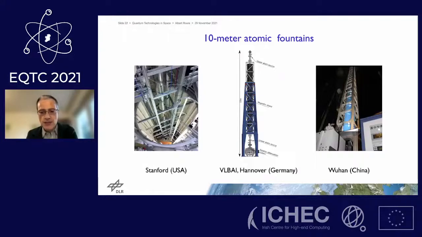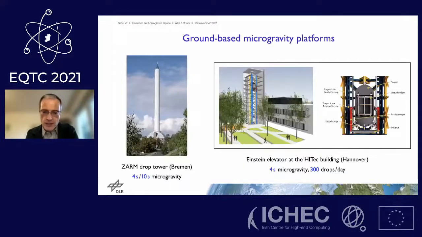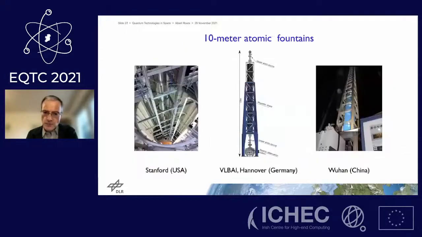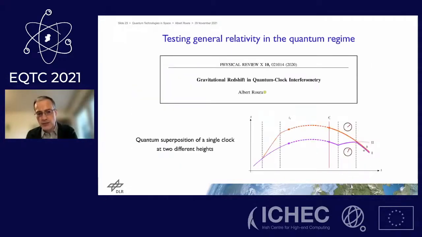And just as an example, compared to the microgravity platforms where you have a relatively compact capsule that is launched or dropped and all your equipment is inside that, in this case the whole device is in the laboratory frame, but the atoms are launched inside this 10-meter vacuum tube. And these are just examples of the experiments that can be performed there.